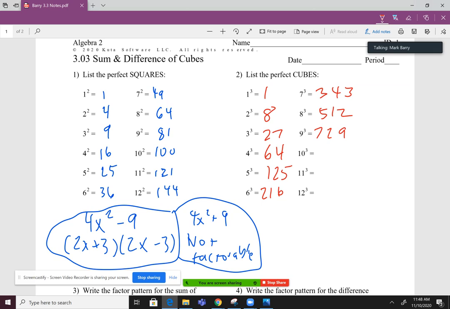9 to the third power is 729. 10 to the third power is actually pretty easy. 10 times 10 is 100. 100 times 10 is 1,000. I think 11 to the third, yeah, that's 1331.